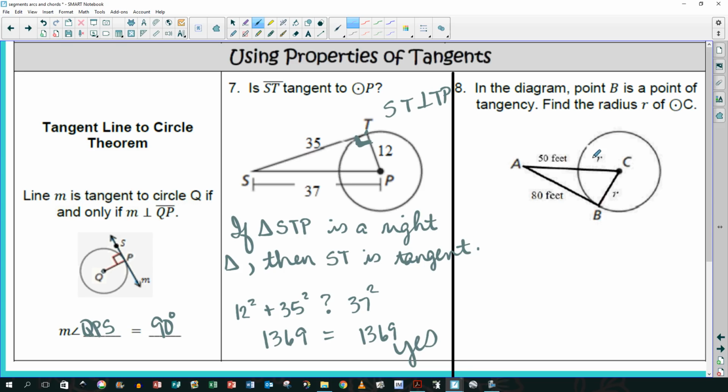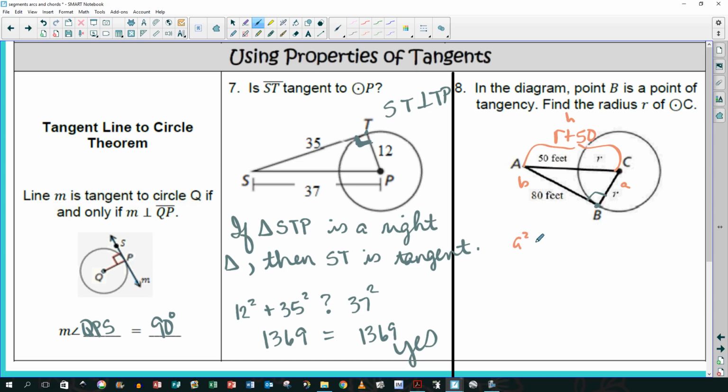All right, so over here, it says in the diagram, point B is a point of tangency. So since this is a point of tangency, then that means that is a right angle. So that means I've got to figure out what R is. So let me change the color of my ink so we don't get the two problems mixed up. This is your hypotenuse. Okay, so this is R plus 50. This is side A, this is side B. We're just going to do good old-fashioned Pythagorean theorem.